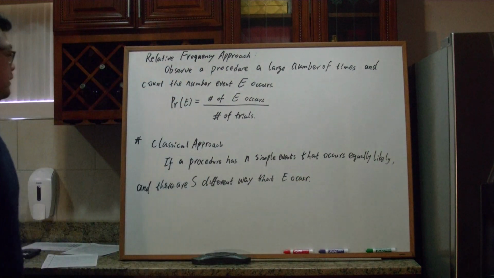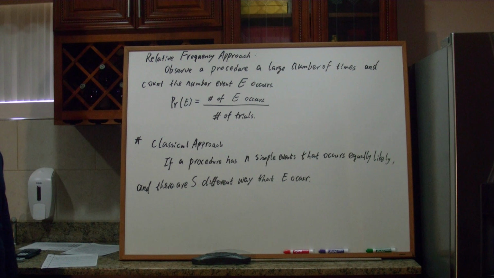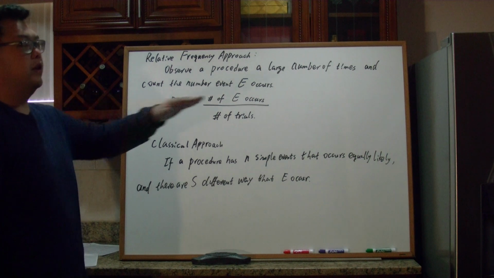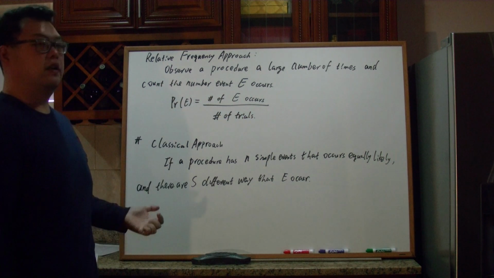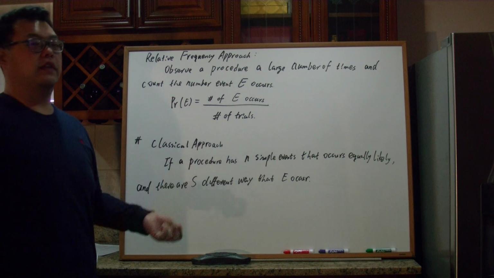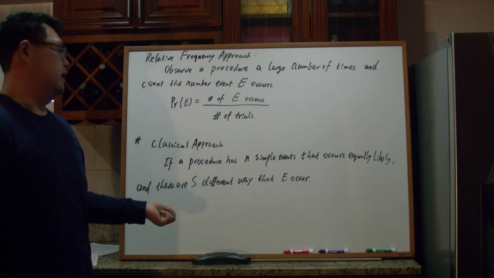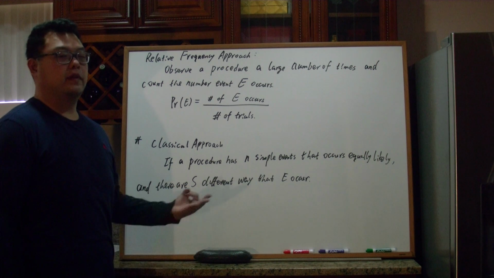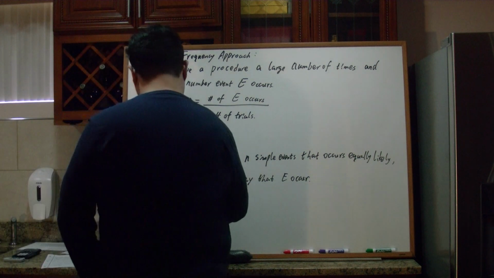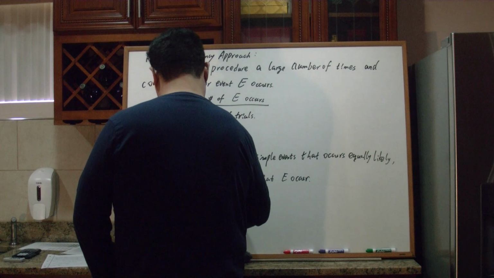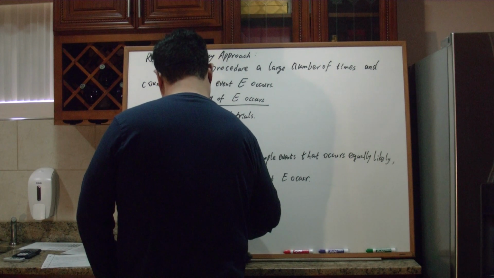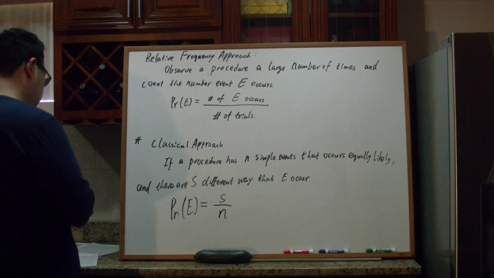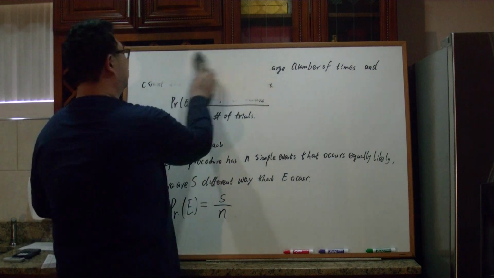The classical approach is that, if a procedure has n simple events that occur equally likely, and there are s different ways that the event E can occur, which means, like if you roll one die, if the die is fair, of course there are 6 different outcomes, and each one is equally likely. To find the event that the die's facing value is even, there will be 3 different ways to occur. Right, the probability is S over N. That's the usual approach we use.